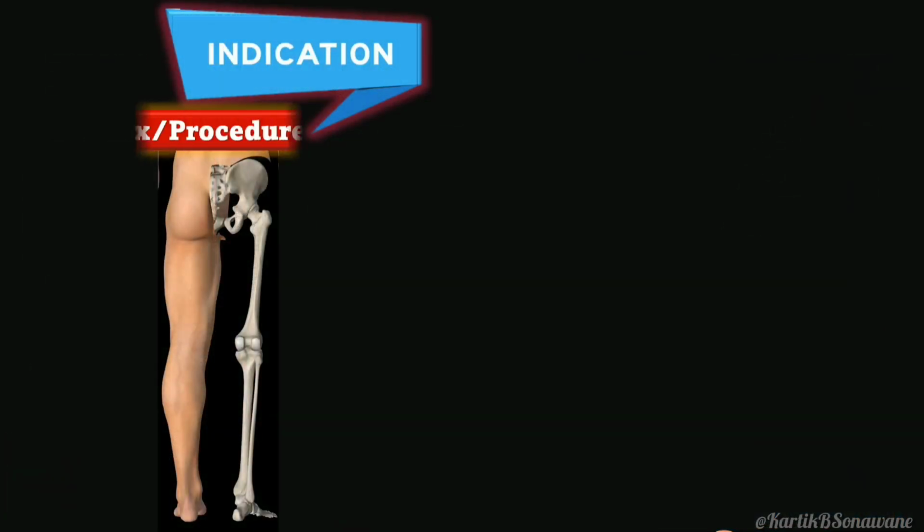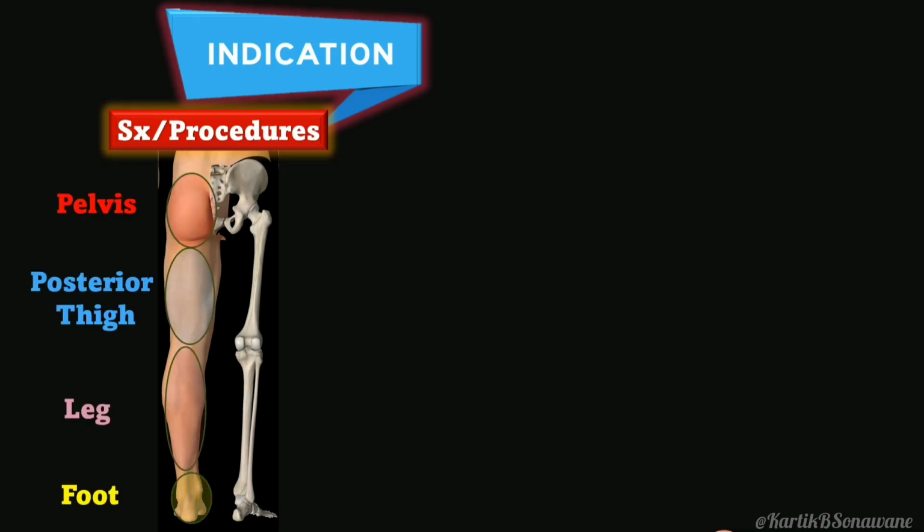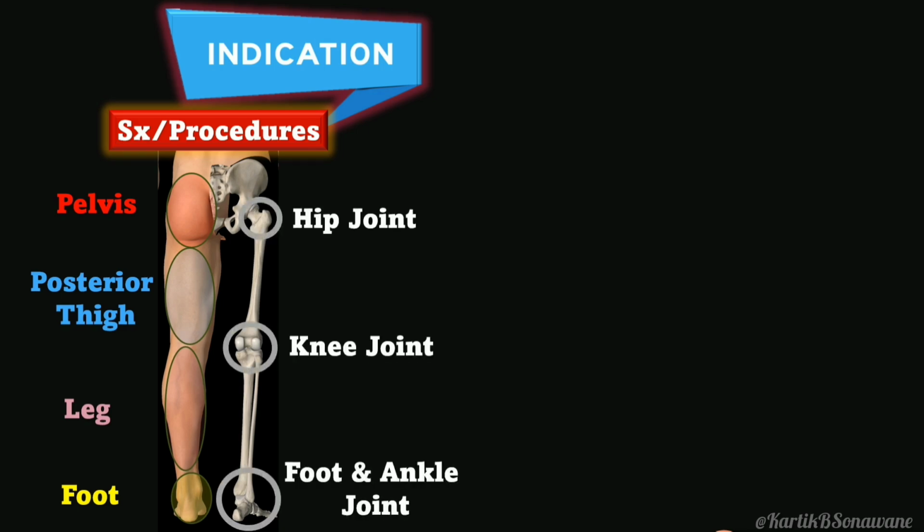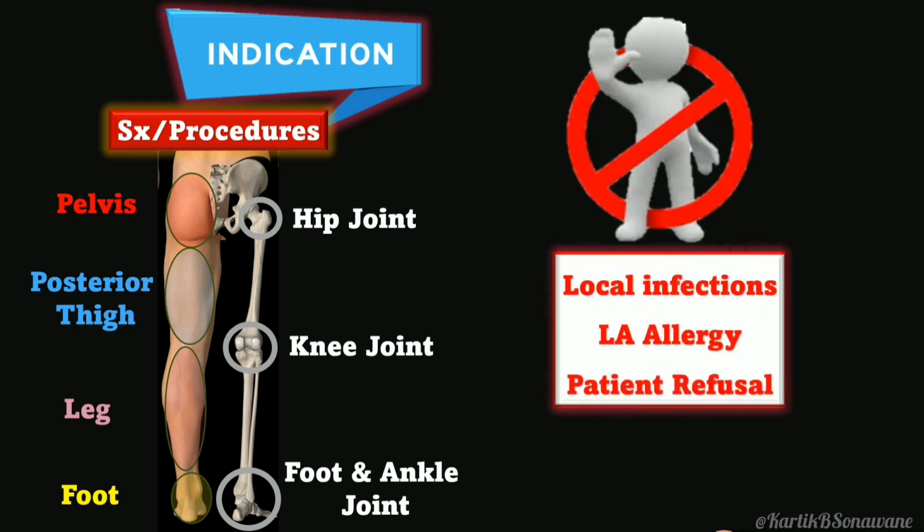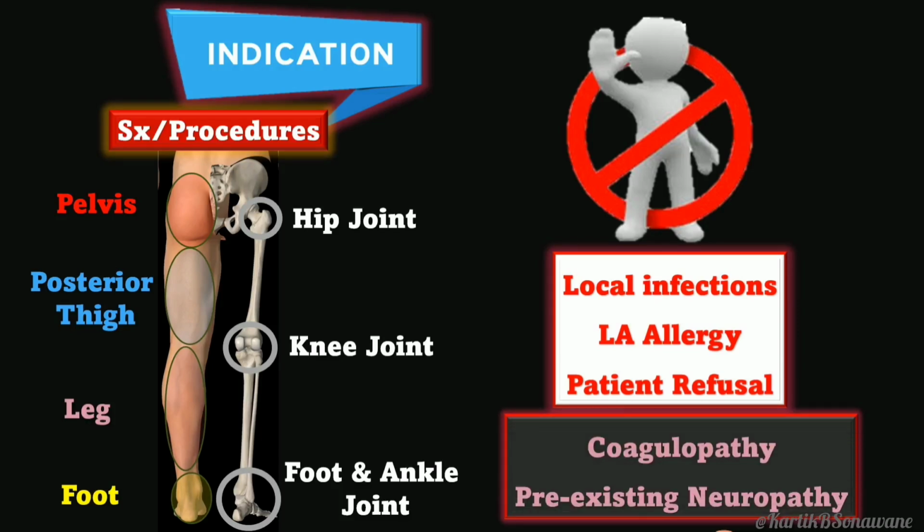The sciatic nerve block can be used for procedures or surgeries involving the pelvis, posterior thigh, leg, foot and ankle. It can also be used for joint surgeries involving the hip joint, knee joint or the ankle joint. The absolute contraindications include local infection at the site, sepsis, allergy to local anesthetics or patient refusal, whereas relative contraindications include coagulopathy or patients on anticoagulants or patients with a pre-existing neuropathy.